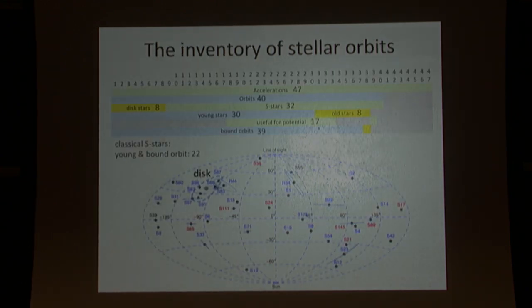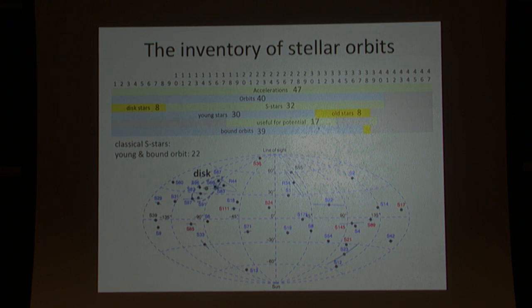So in our data set, we see acceleration for 47 stars. We can determine 40 orbits, out of which 8 are disk stars. So that leaves us with 32 so-called S stars. However, of these stars, there are actually 30 which are young stars, and 8 are old stars. And for 2, we actually don't know. So the classical S stars, which means young, bound orbit with interstellar disk, is only 22 stars.